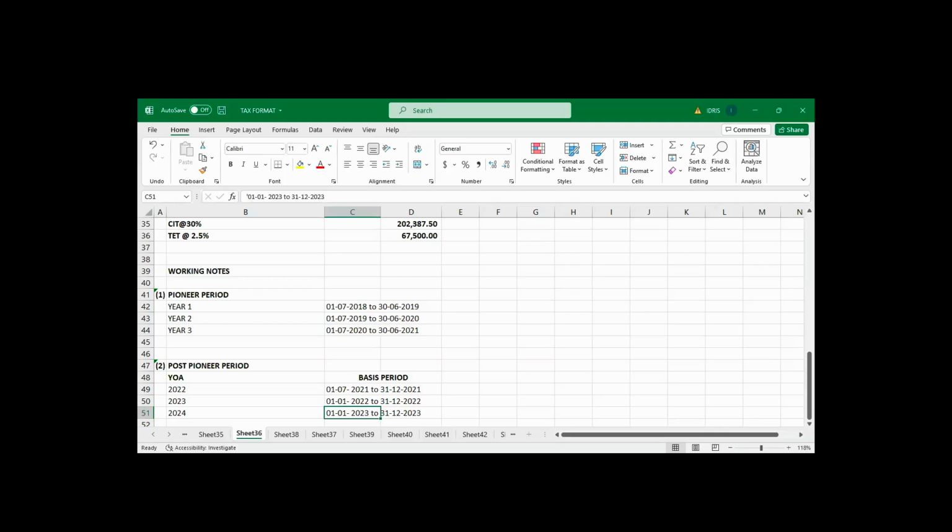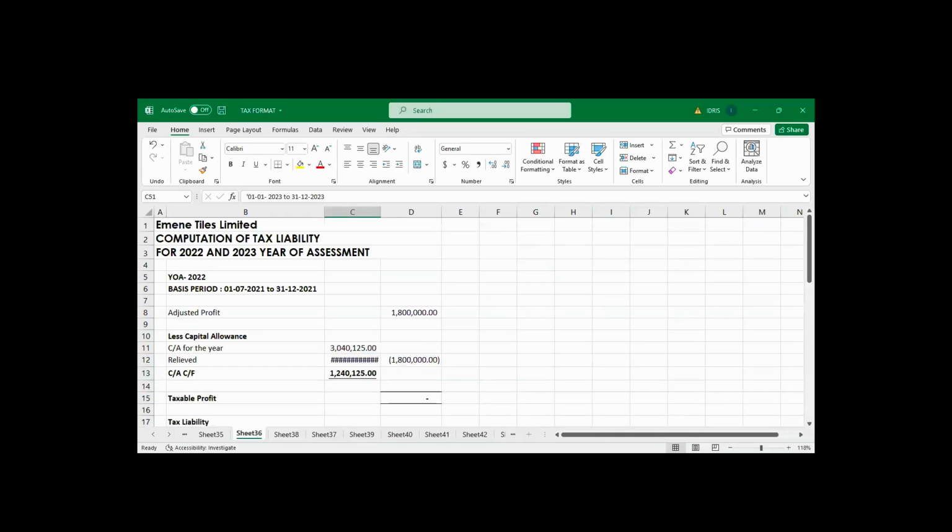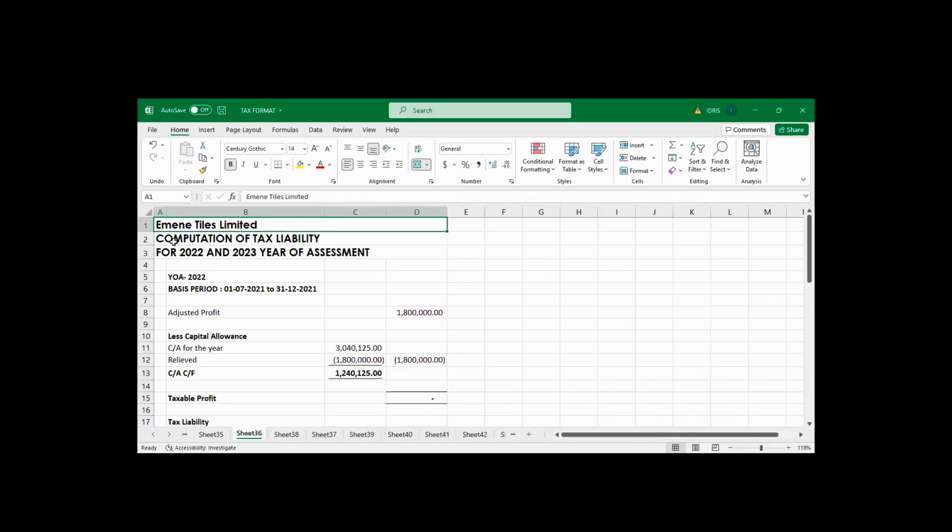Now, let's go and compute the tax liability of the company. We are asked to compute the tax liability. The company will start paying tax from which period? The company will start paying tax from the post-pioneer period. So the heading: Eminent Tax Limited, computation of tax liability. The post-pioneer period: 2022 year of assessment, 2023, and we are given information for 2024.